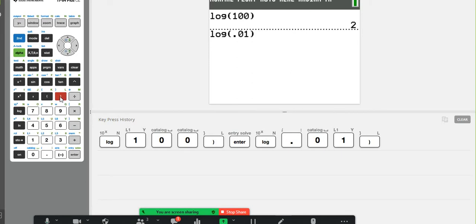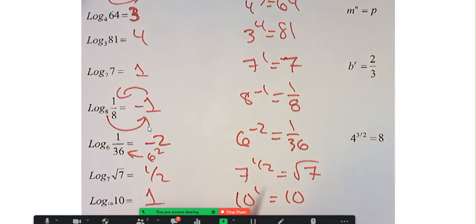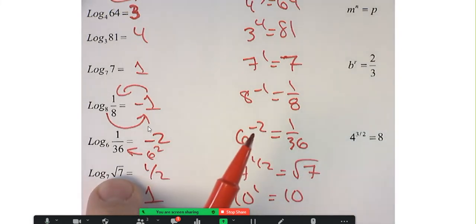Log base 10 is kind of like the default, just like square roots. When we're dealing with square roots, if there's nothing written in front of the radical, like right here, then it's understood to be a square root, not a cube root or a fourth root. It's a square root. That's the default. So you don't write the 2 there.